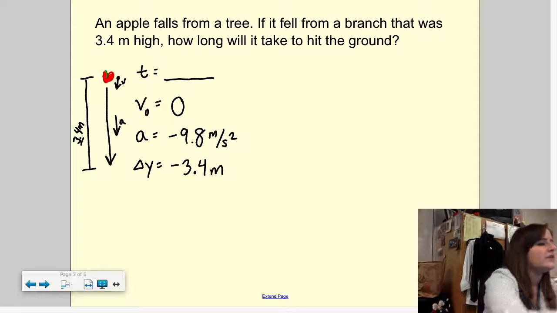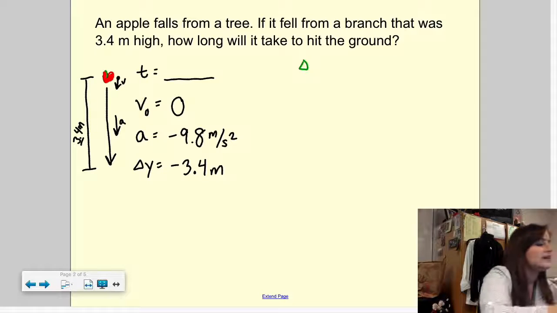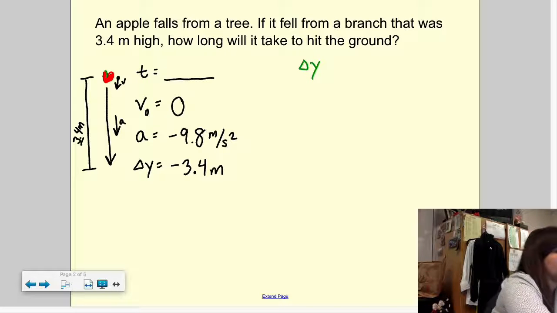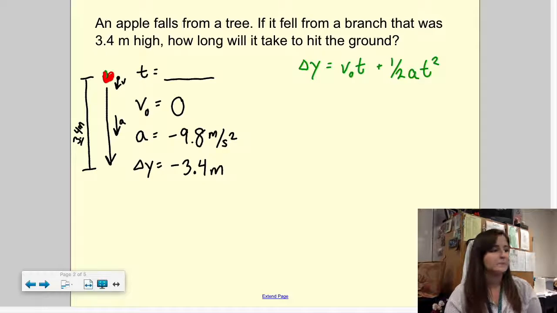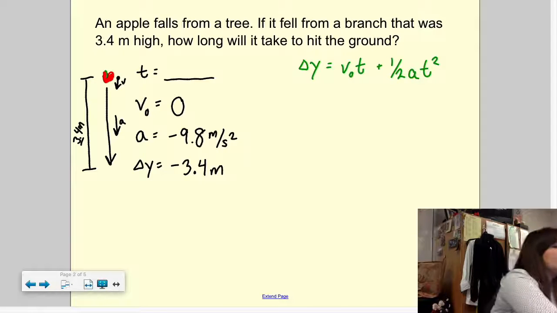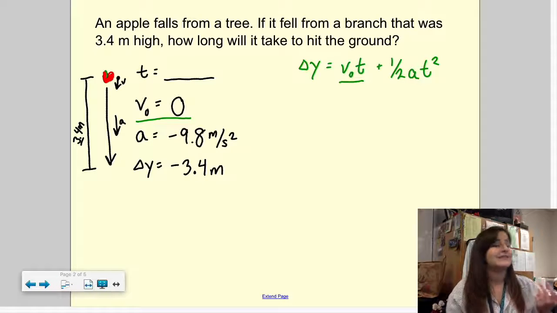So if we look at that second equation, it is change in y, in this case, because it's vertical, equals v initial times time plus 1/2 acceleration times time squared. So our next step, see if any of these things are 0. If you look at this, v initial is 0. 0 times time, it doesn't matter what time is. 0 times anything is 0.